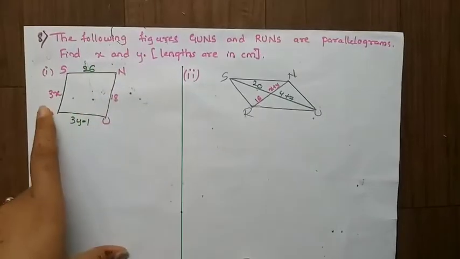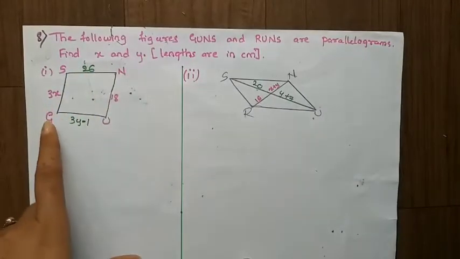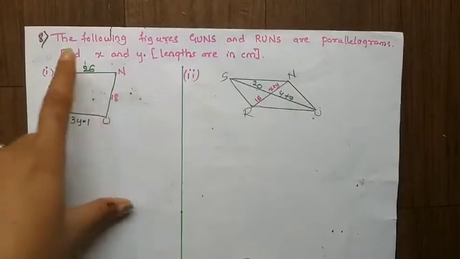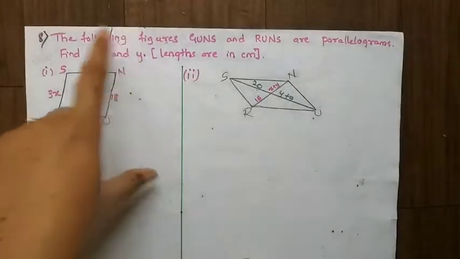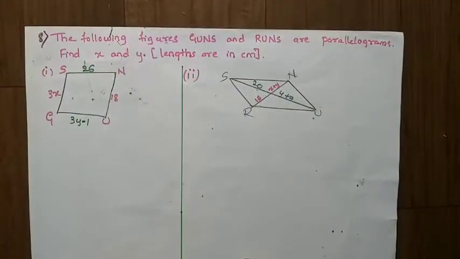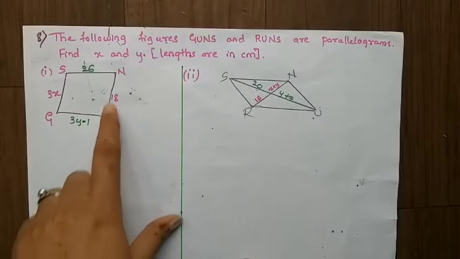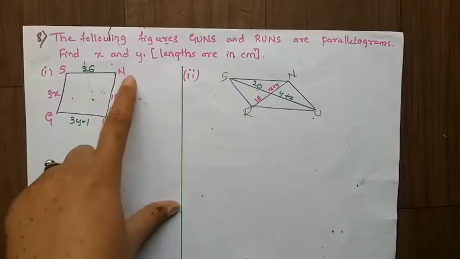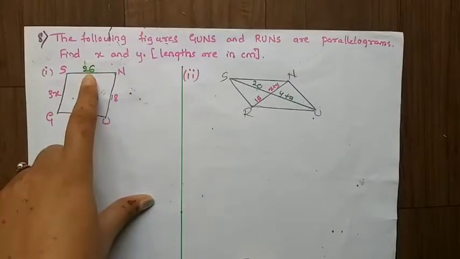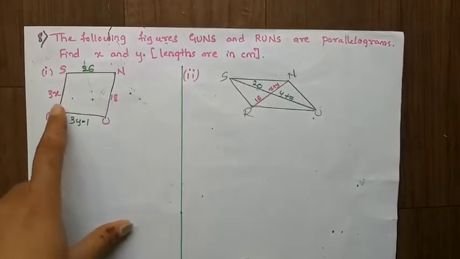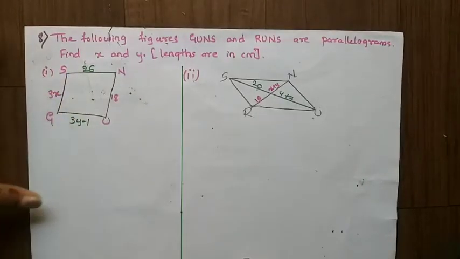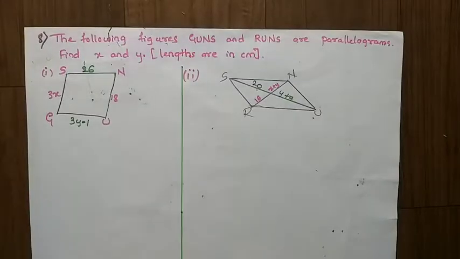Here the first question is GUNS. The vertices are named GUNS, and GUNS forms the parallelogram figure. They have given the side values: GU is equal to 3y minus 1, UN is equal to 18, SN is equal to 26 and SG is equal to 3x. We have to calculate the x and y values.